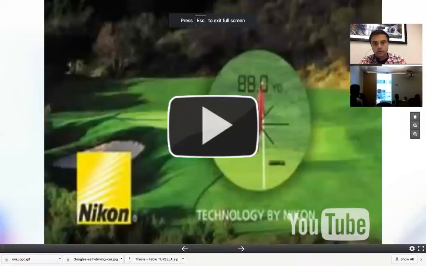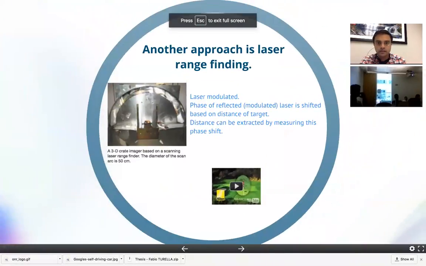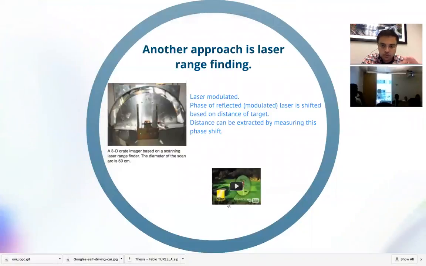Okay, so you can see basically it has a laser. It has two holes. It has two apertures. It has a laser which is shot out of the device, and when the light comes back, it is detected by a detector at the bottom. And there's some algorithms which figure out the distance. So it's very similar.